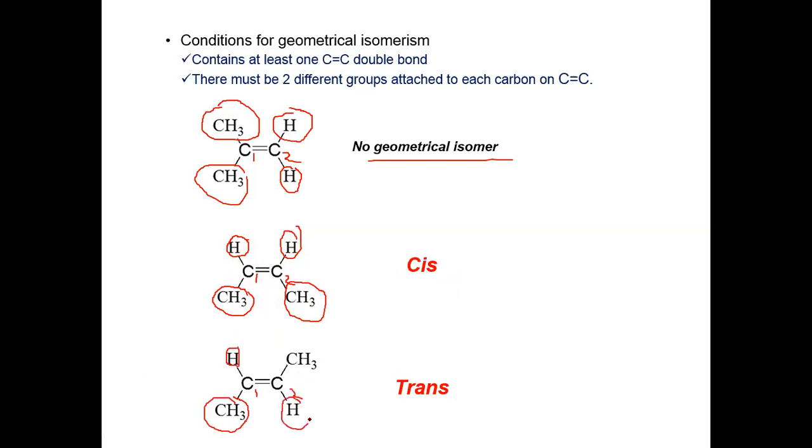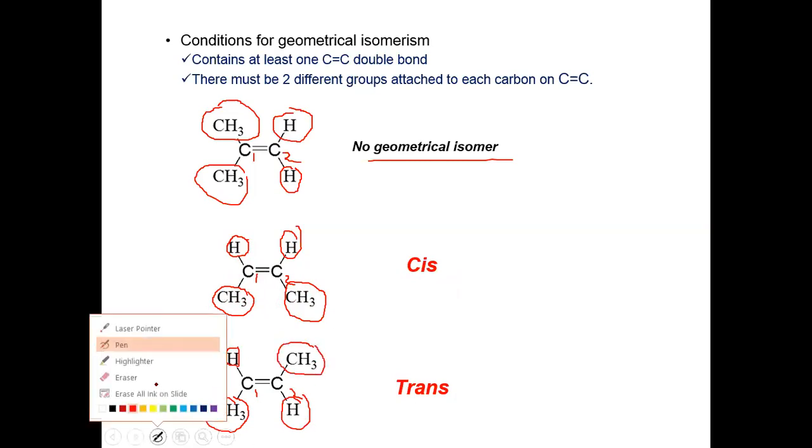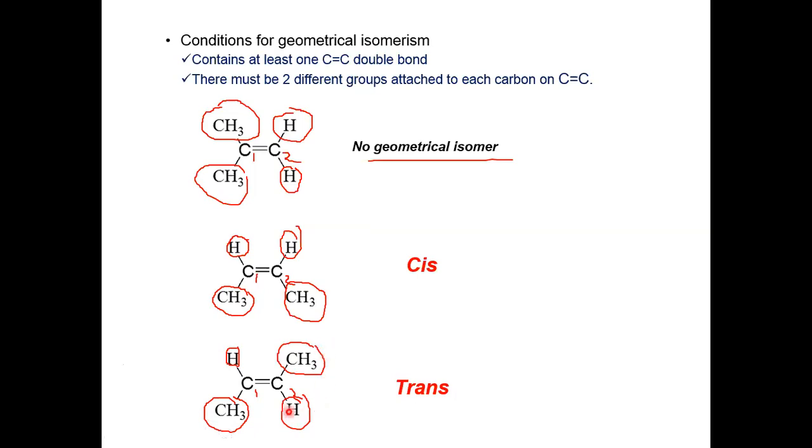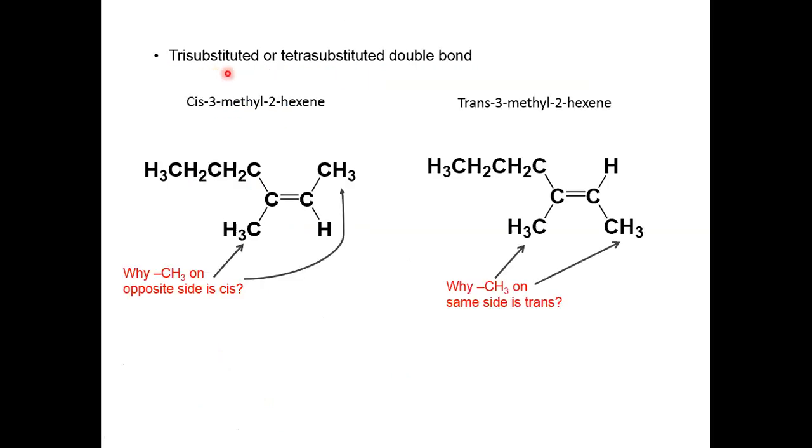So carbon 1 has CH3 and H, carbon 2 has CH3 and H. So we have different substituents on the same carbon. So this is a trans because the methyl group is on the opposite side. Okay, tri-substituted or tetra-substituted double bond.